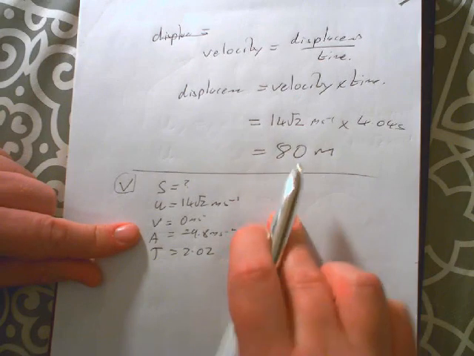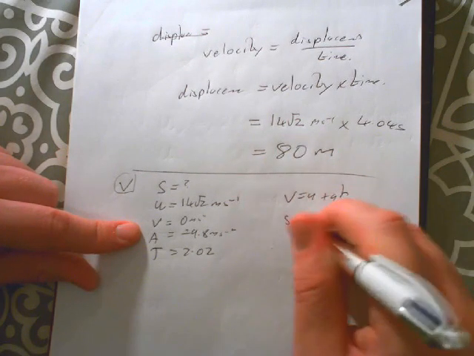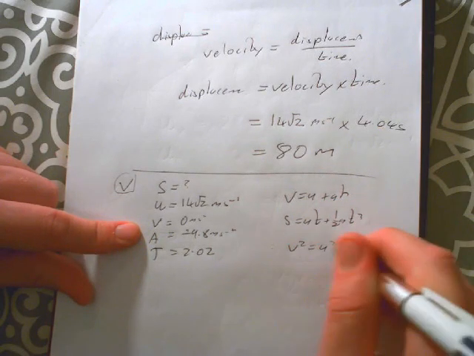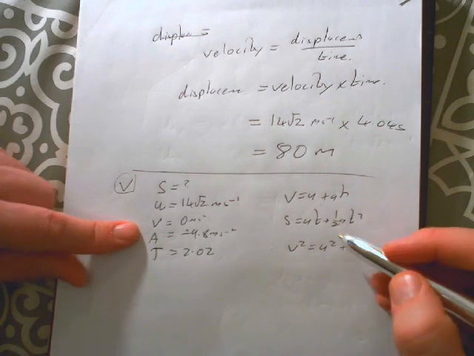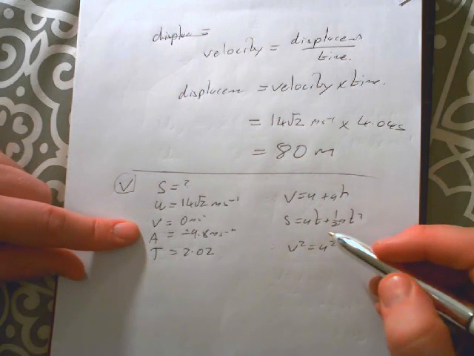Or meters per second, sorry guys. And the V was 0. So we're looking for, again, what is the displacement when it's at the peak of that throw. So we have V equals U plus AT. We have S equals UT plus half AT squared. And we have V squared equals U squared plus 2AS.